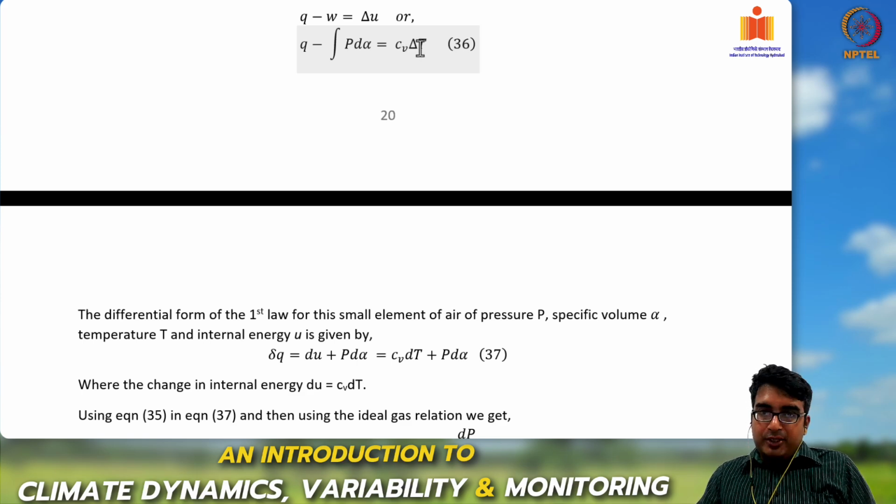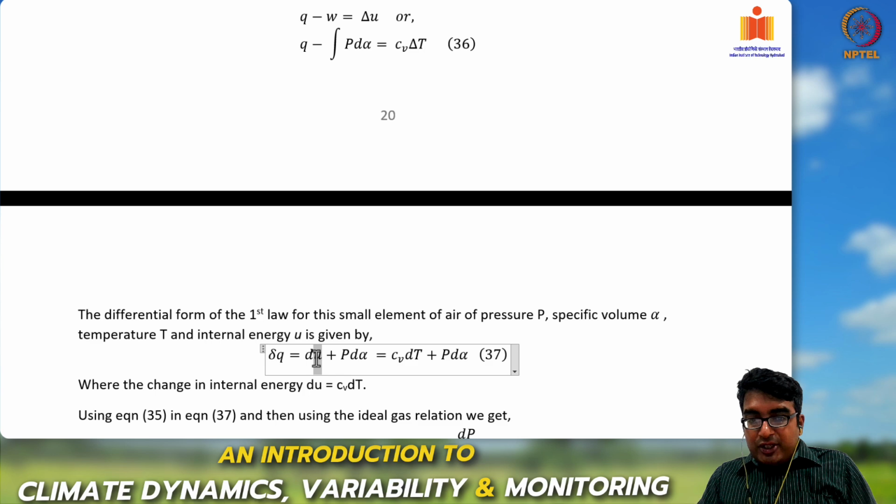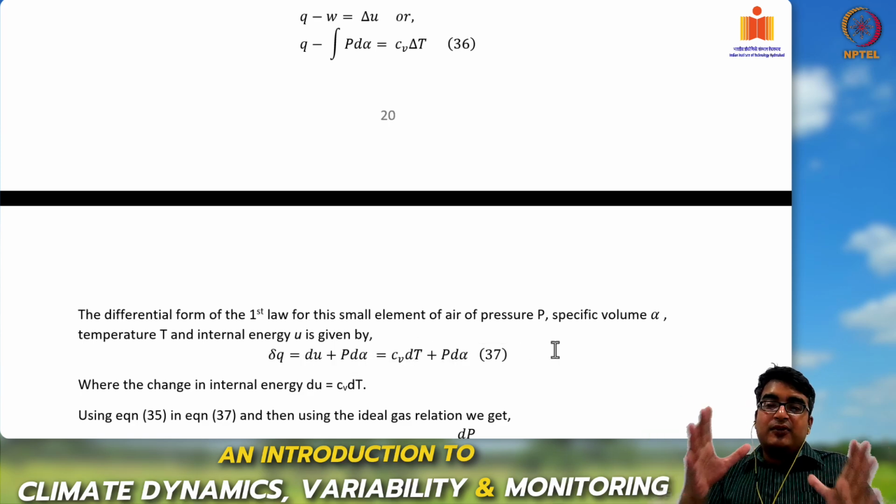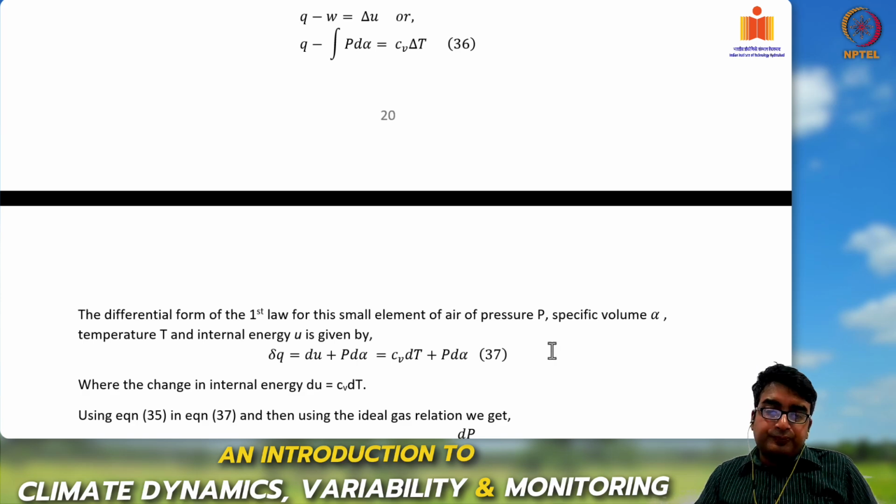If you move the P d alpha to this side, the differential heat transfer into the air parcel equals the differential change in internal energy dU plus P d alpha, pressure times differential change in specific volume, which equals Cv dT plus P d alpha. So this becomes the differential form of the first law for an ideal gas, and this is for our case, the air parcel in question.